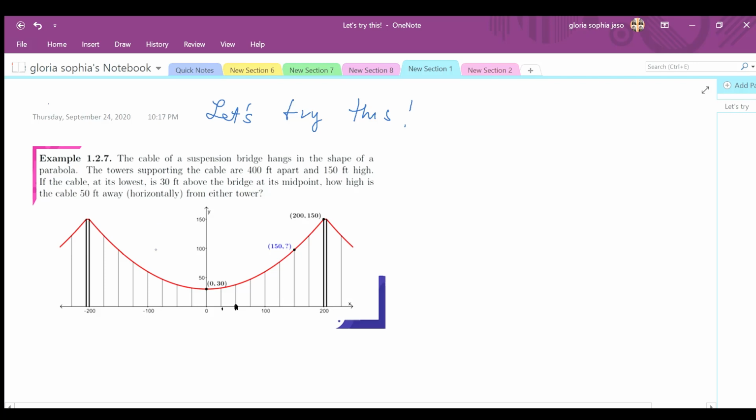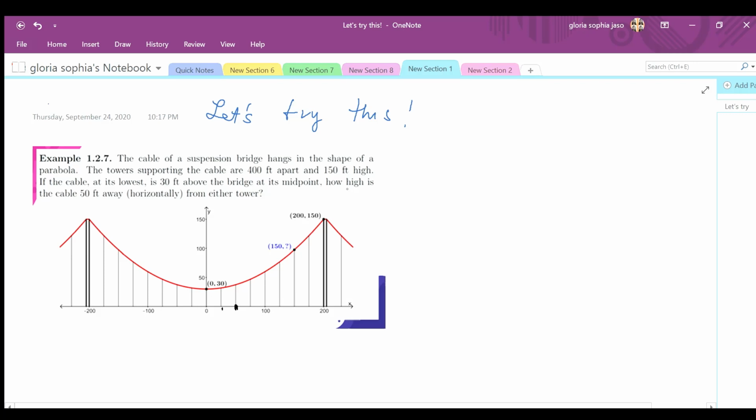Okay, so let's take a look at this figure. So the two towers are 400 feet apart. So the vertex of the parabola is at 0, 30 at its lowest point. And then, so to the left, that's 200, and to the right, that is 200. So they are 400 feet apart and 150 feet high. Okay. And then the lowest point or the vertex is at 0, 30.